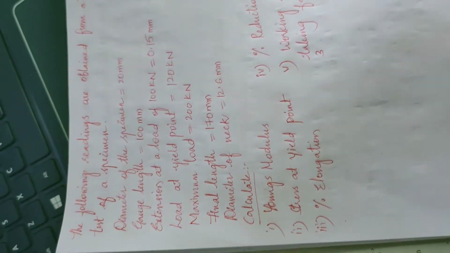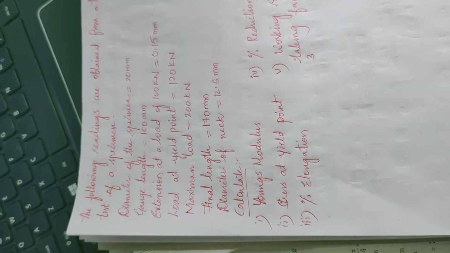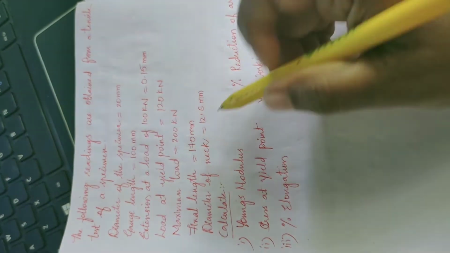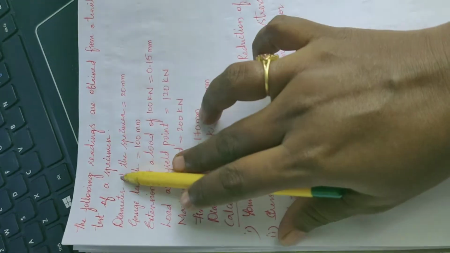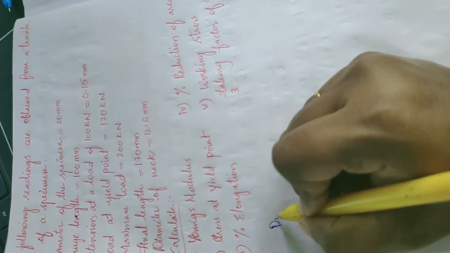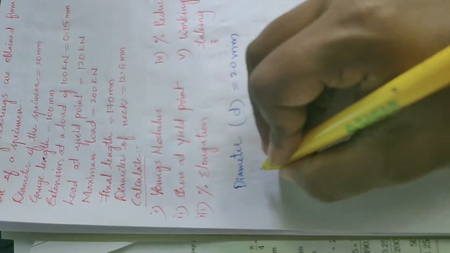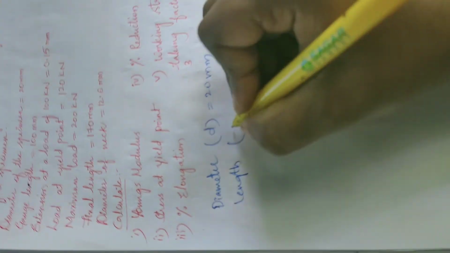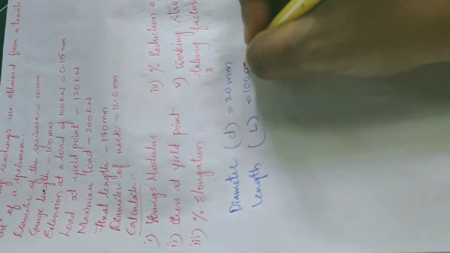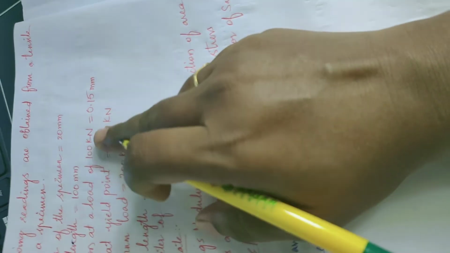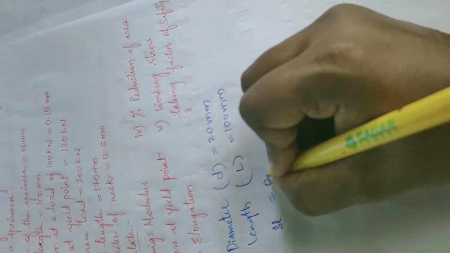See here, the following readings are obtained from a tensile test of a specimen. So this is your initial diameter of the specimen, it is 20 mm. Next, gauge length is given. Gauge length is nothing but the initial length or original length, so that is 100 mm. Next, extension at a load of 100 kilonewtons, it is this. It means the change in the length delta L is 0.15 mm.